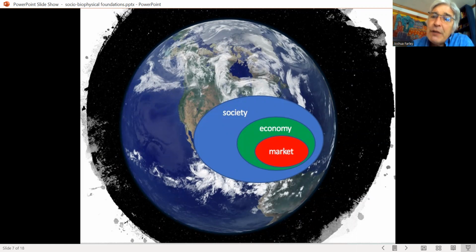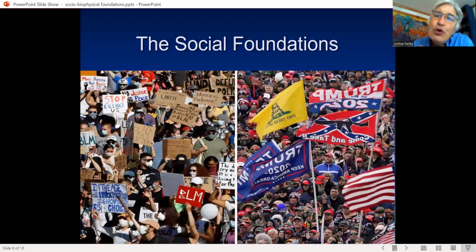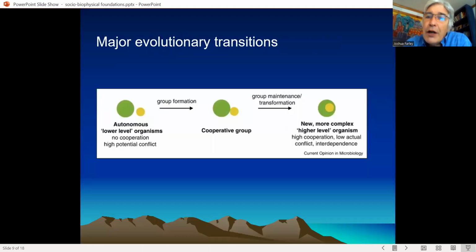So I want to focus to begin with on the social foundations, human society, which is incredibly important. And what I'm going to present, these ideas aren't necessarily shared by all ecological economists, but I think they're critically important and worth at least considering. So to begin with, I want to introduce the concept of major evolutionary transitions.